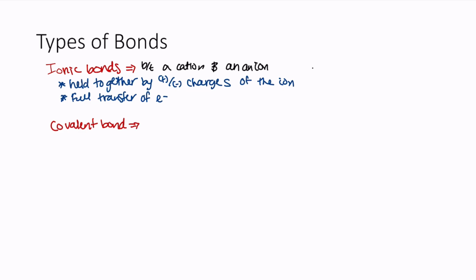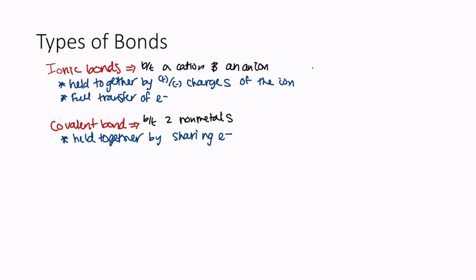And a covalent bond is between two nonmetals. So they can't be held together by charges because we know nonmetals are anions. So we would have two negative charges, and those are never going to be held together. In a covalent bond, the atoms are held together by sharing electrons. Now, how those electrons are shared between the two atoms can be different.